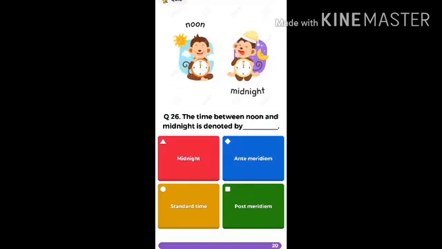The time between noon and midnight is denoted by dash. We use ante-meridiem for before noon, post-meridiem for afternoon, and the time between noon and midnight is afternoon. So the answer is post-meridiem.